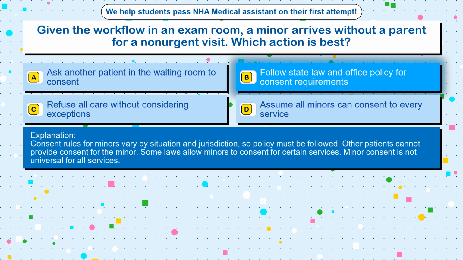Consent rules for minors vary by situation and jurisdiction, so policy must be followed. Other patients cannot provide consent for the minor. Some laws allow minors to consent for certain services. Minor consent is not universal for all services.